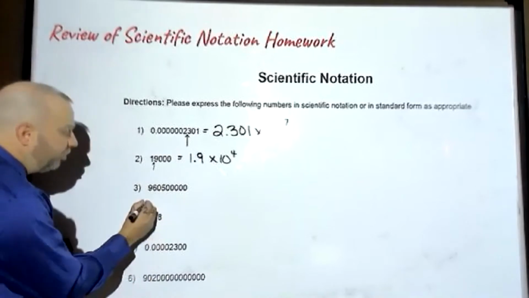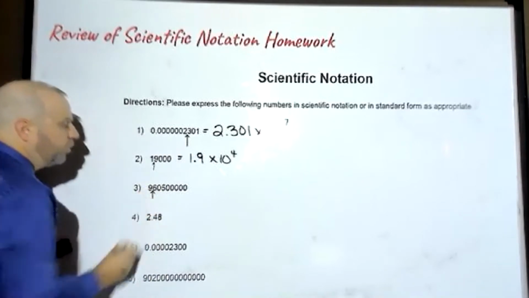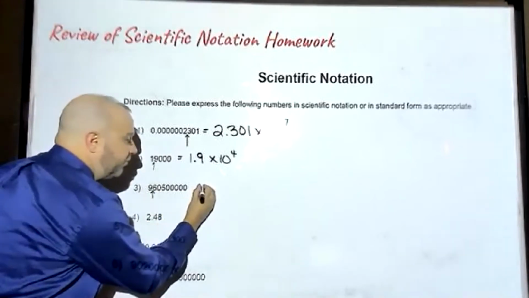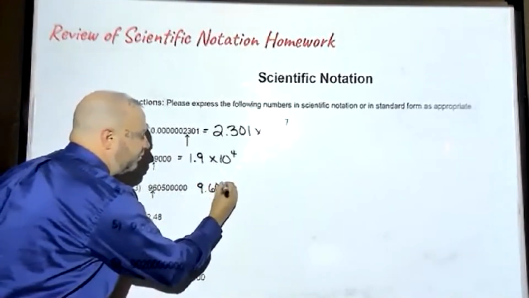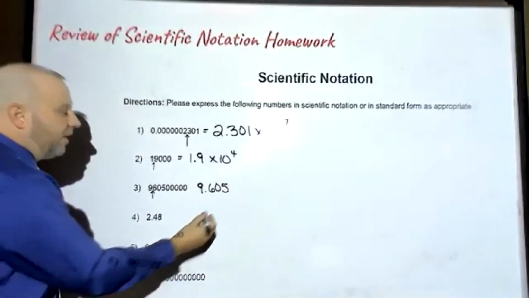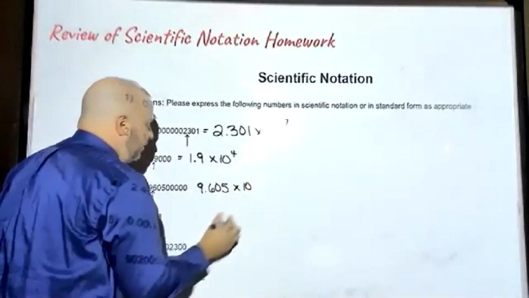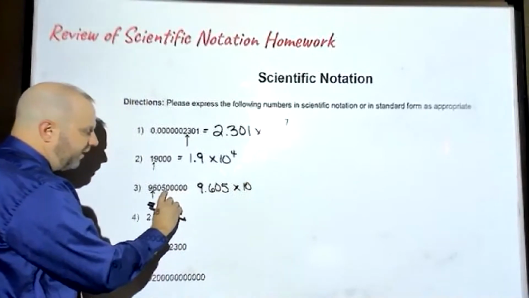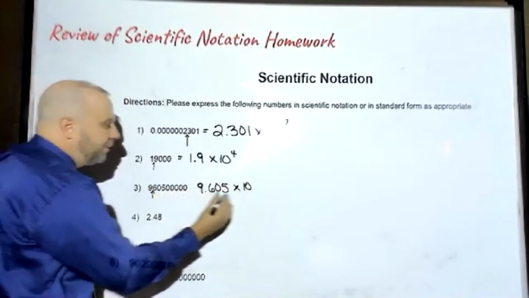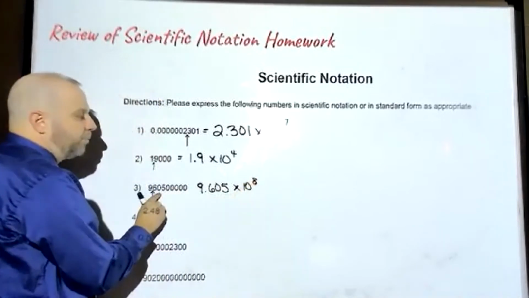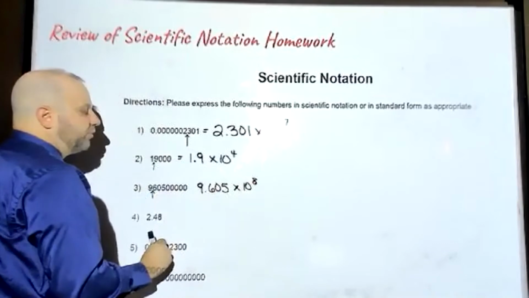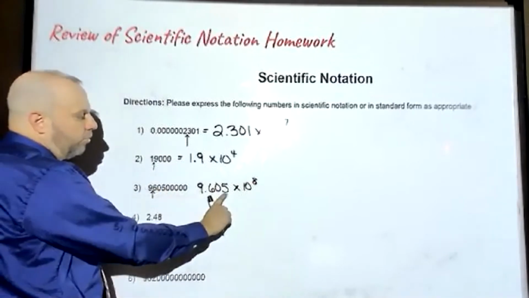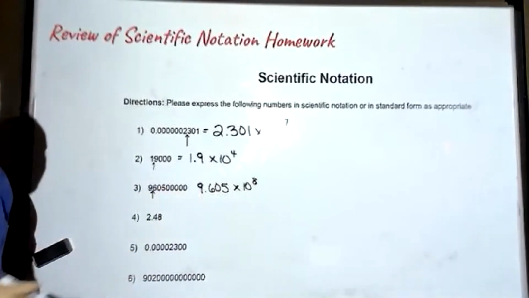We look at problem number 3. The decimal point should end up again with just 1 digit to the left, between the 9 and the 6. So this answer will be 9.605 times 10. To move the decimal point, we need to go 1, 2, 3, 4, 5, 6, 7, 8 places. This is a number greater than 1, so it's a positive exponent. And we have 1, 2, 3, 4 significant figures, 1, 2, 3, 4 significant figures in both spots.